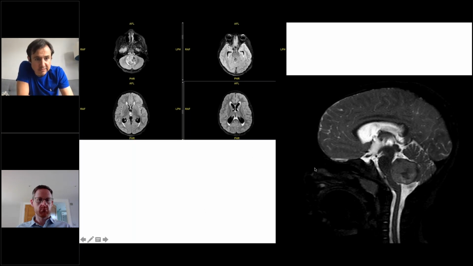You can see it probably best on the sagittal here, but there's a large posterior fossa tumor here. Surgically, what we look for is whether there's a CSF plane between the tumor and the brainstem. You can see a bit of a plane here, the white signal, but at the top you lose your plane. So this surgically is a difficult prospect. I think this child had a medulloblastoma.